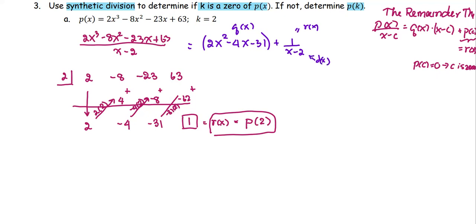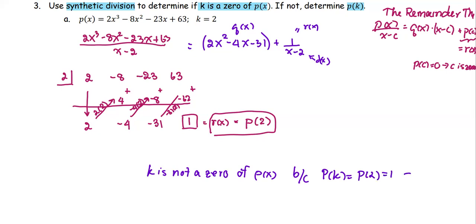By the remainder theorem, the r(x) is the same as the p at c. Another way we say that k is not a 0 of the polynomial p(x), because p at k, or p at 2, equals 1, not equal to 0.